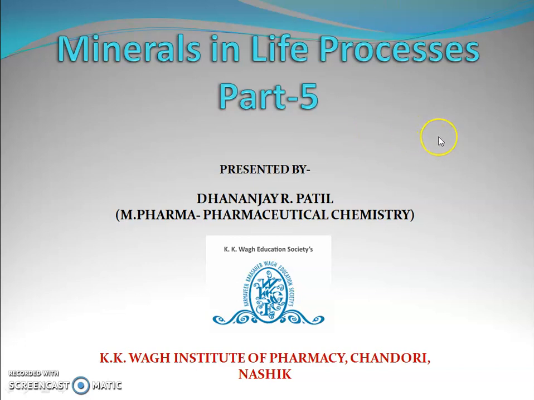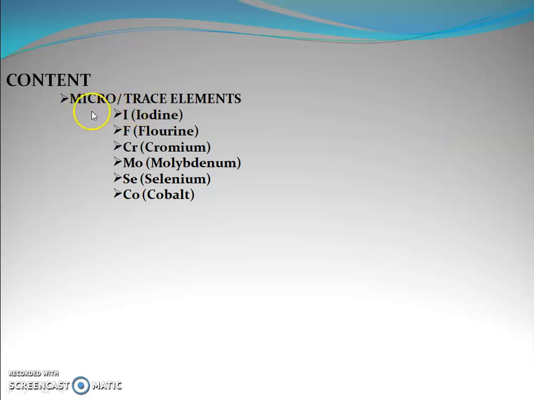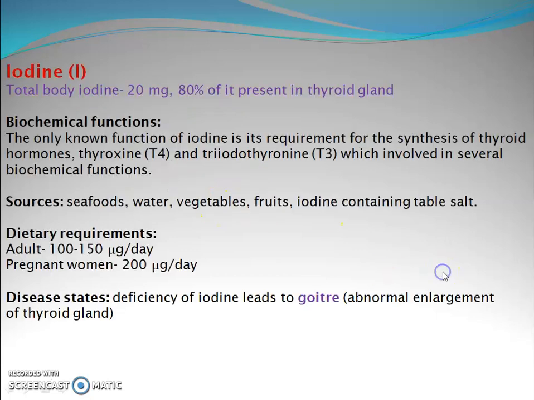Today we are going to learn about minerals in lab processes, part 5. So, in part 5, micro and trace elements, iodine, fluorine, chromium, molybdenum, selenium, and cobalt that we have to cover.